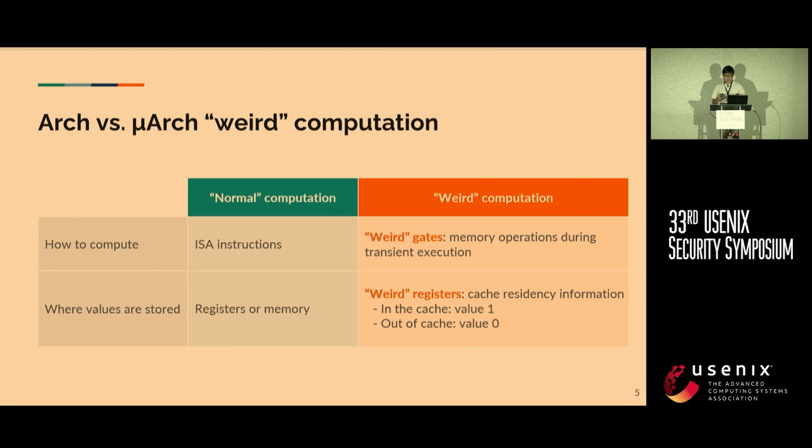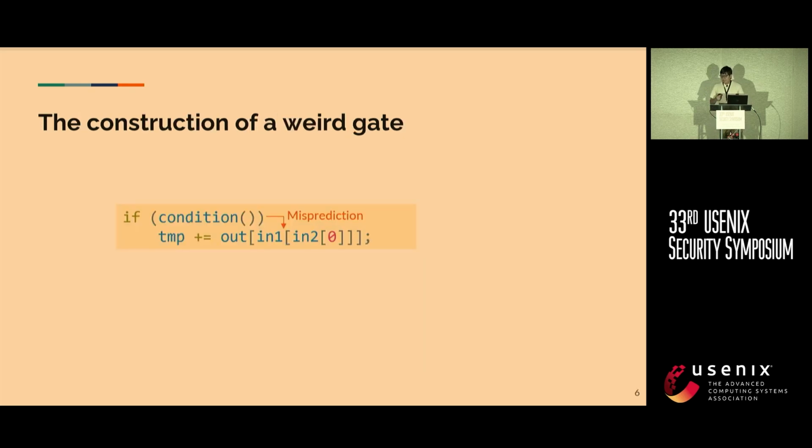These weird registers are built from the cache residency information, and their value is 1 when they are in the cache, and their value is 0 when they are out of the cache. Here is a concrete example of a weird gate. We use an if statement to trigger transient execution, and inside the if condition, we mistrain the branch predictor to force the processor to mispredict into the if statement, where we transiently execute a weird AND gate. This weird gate takes 2 weird registers as input, and it outputs to another weird register.